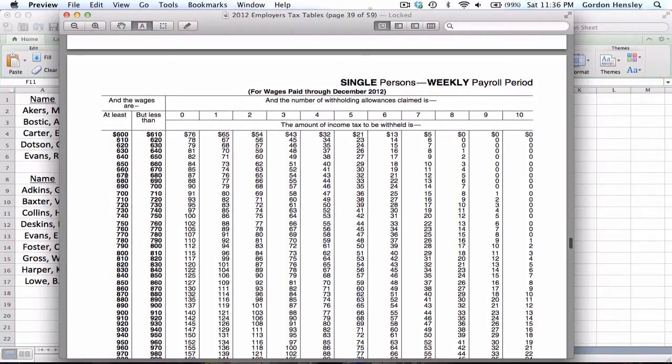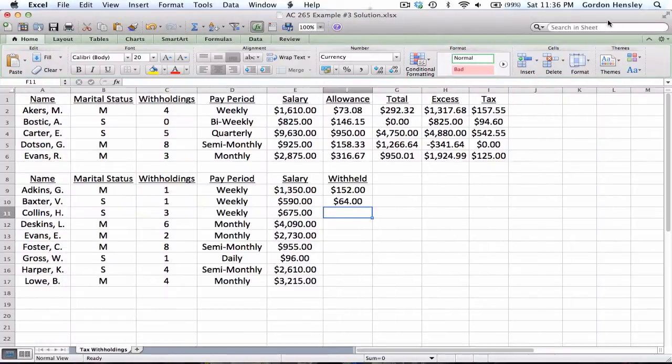$675 is right here between $670 and $680, and all the way over to the 3rd column, or the 4th column, which is for 3 withholding allowances, and the amount that I see there is 54. So that means for this person, 54.